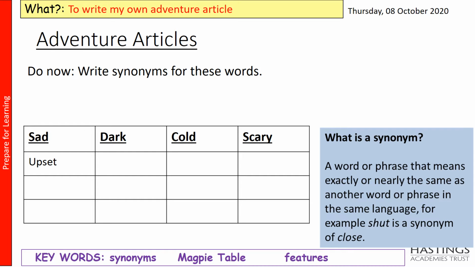Today we're going to be looking at writing our own adventure article. So to start us off, I just want you to complete this Do It Now task, which is to write synonyms for the following 4 words: sad, dark, cold and scary. A synonym is a word that means the same thing as another word. So a synonym for sad, an example would be upset.